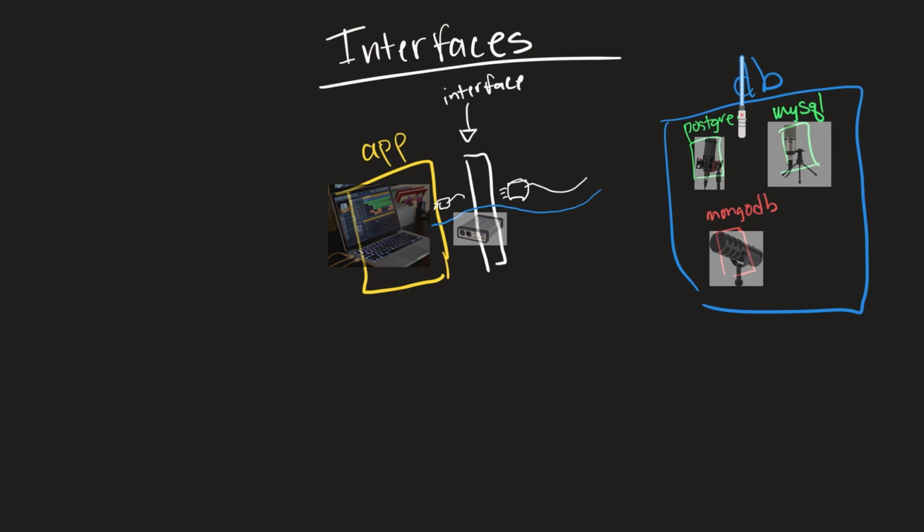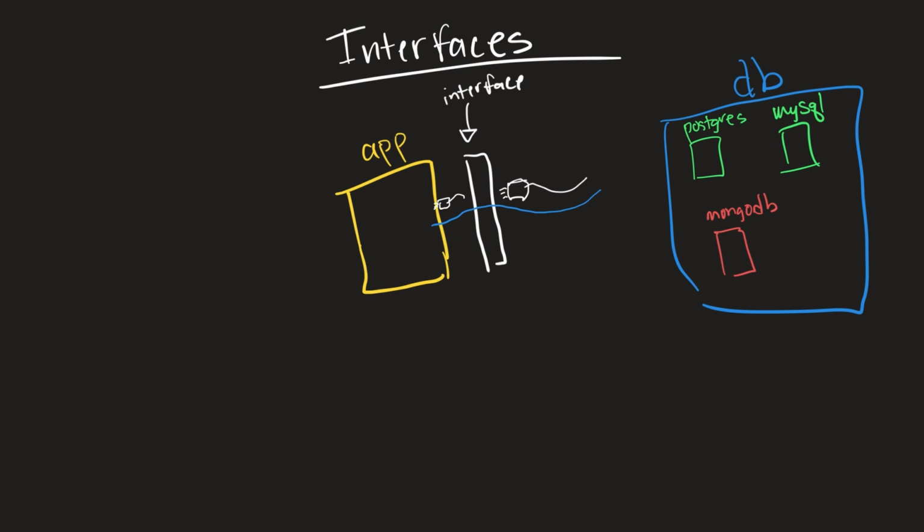That means that our DB implementations need to implement our interface. That is, their plugs need to be shaped such that they can fit into our interface, or fit into our port. So in code, or in the virtual world, what that might look like is this interface maybe defines some methods that need to be implemented.